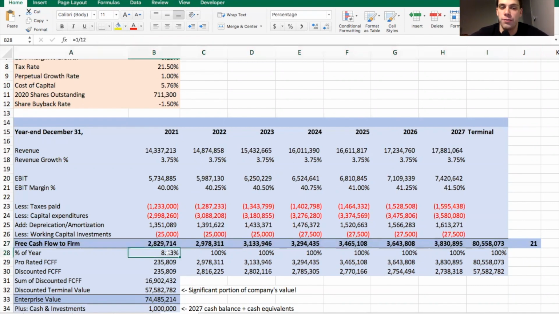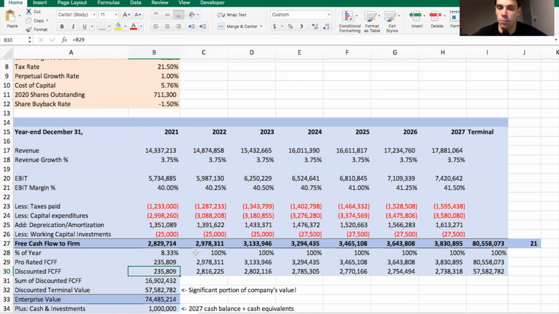Now, I did a percentage of the year because if we're assuming we're investing in this company today, it's about the end of November as I'm making this. So we only have 1 month left in 2021. This percentage of the year just captures the remaining cash flow that we would get in 2021. And then it's 100% for all the years after that, including the terminal year. So then we get the prorated free cash flow to firm and then the discounted free cash flow to firm.